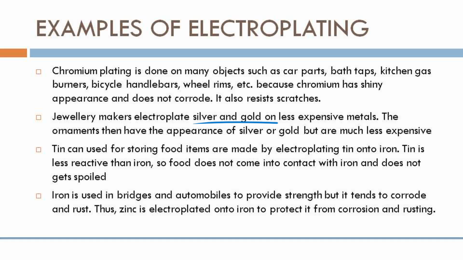Tin cans used for storing food items are made by electroplating tin onto iron. Tin is less reactive than iron, so food does not come into contact with iron and does not get spoiled. Iron is also used in bridges and automobiles to provide strength, but it tends to corrode and rust. Thus, zinc is electroplated onto iron to protect it from corrosion and rusting.